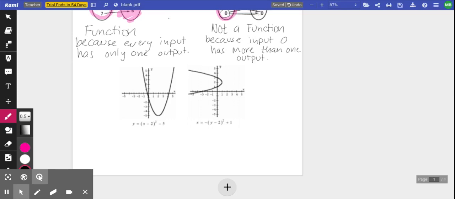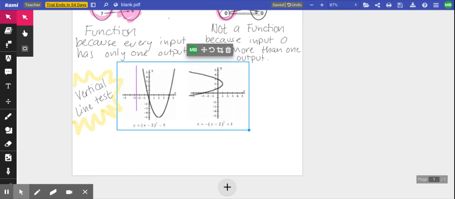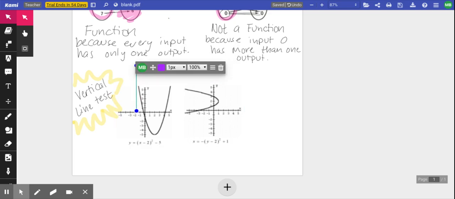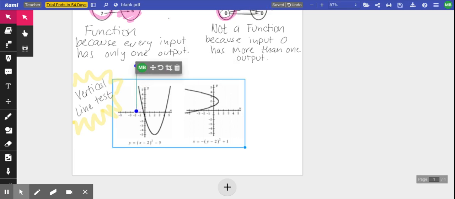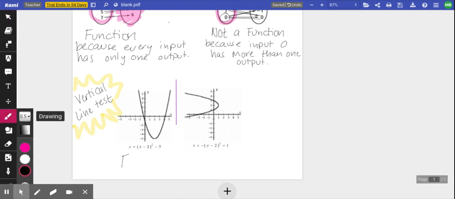To determine if a graph is a function or not, we use what we call the vertical line test. To do the vertical line test, all you need is a vertical line. We're going to use this vertical line to make sure that it never crosses our graph in more than one place at the same time. So I take my vertical line and I start passing it through my graph. And I see that at all times, it's never touching more than one point on the graph at the same time. That means that this graph is a function because it passes the vertical line test.